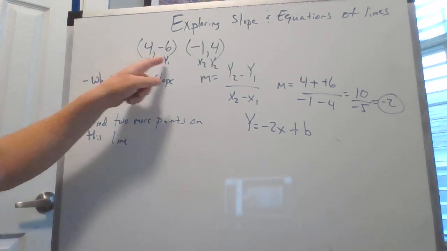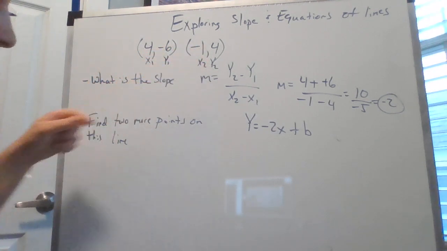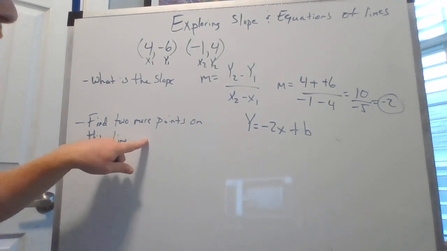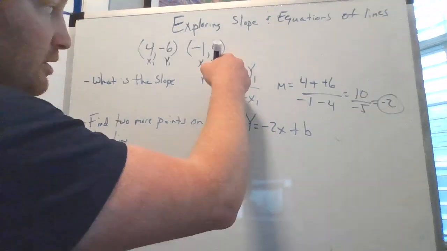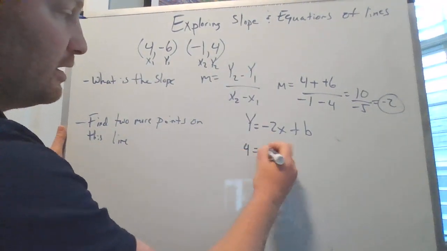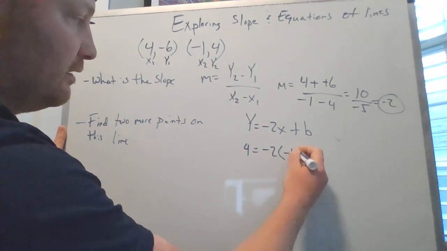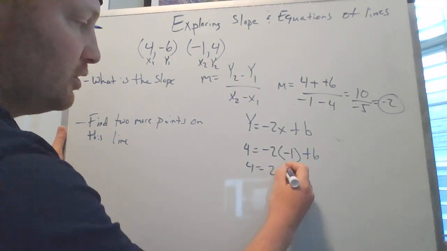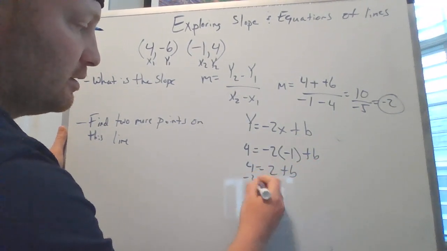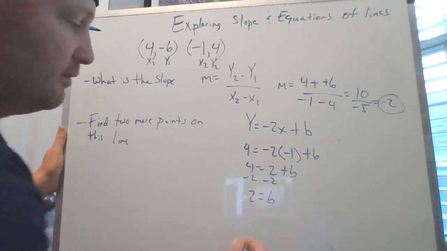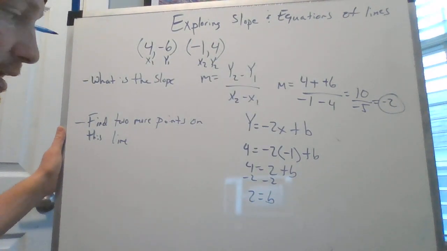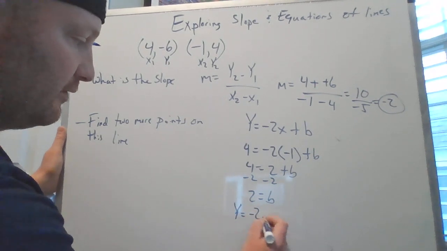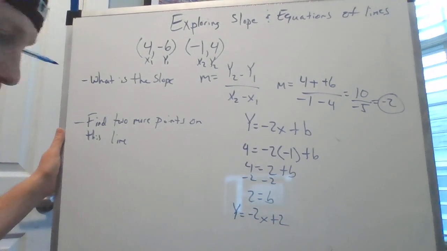So let's do that. Choose any one of these points and let's find the equation of this line so that we can correctly and efficiently answer this question. So let's just choose this point. 4 equals negative 2 times negative 1 plus b. 4 equals 2 plus b. Subtract 2, 2 equals b. Now I know the equation of my line, which is y equals negative 2x plus 2.